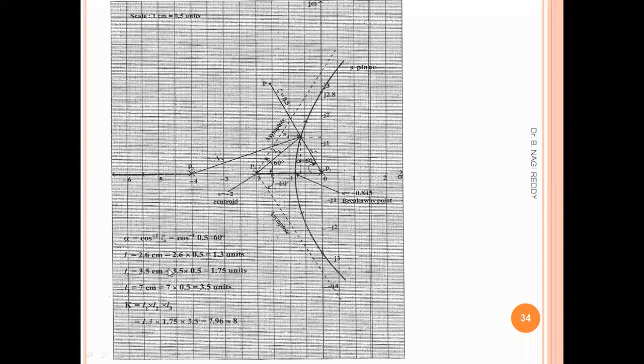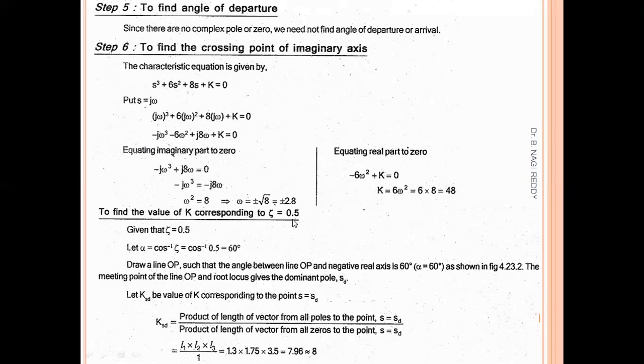Okay, and it has to cross at the breakaway point on the real axis. On the imaginary axis, we have calculated omega values, which are plus 2.8j and minus 2.8j. So like this, we have to draw the root locus. These are the steps up to step 5. Right, and we need to calculate the value of K for zeta equal to 0.5.